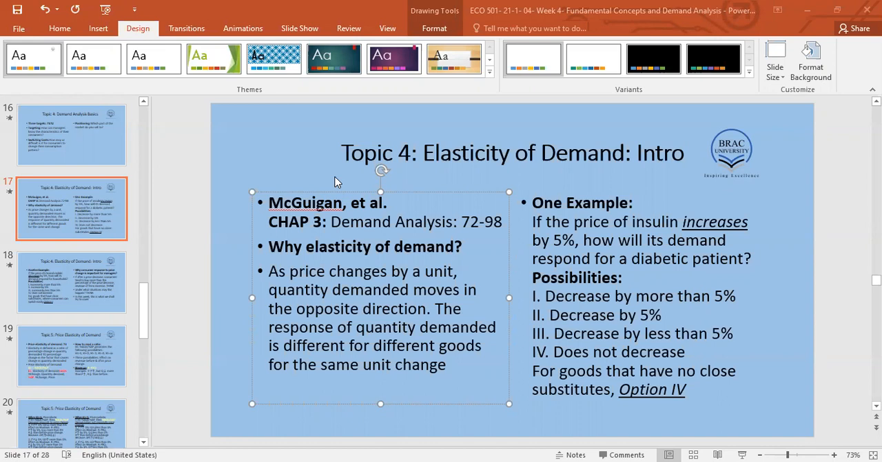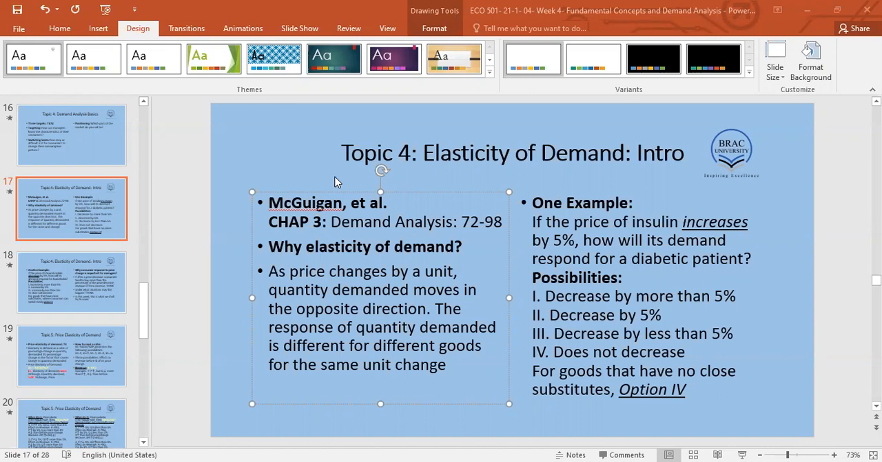Now, having said so, I'm going to repeat this sentence 2 times. Different commodities respond differently to the same price change. The first example: if the price of insulin injection for diabetic patients increases by say 5%, how do we expect its demand to respond? The demand can respond in 4 possible ways.